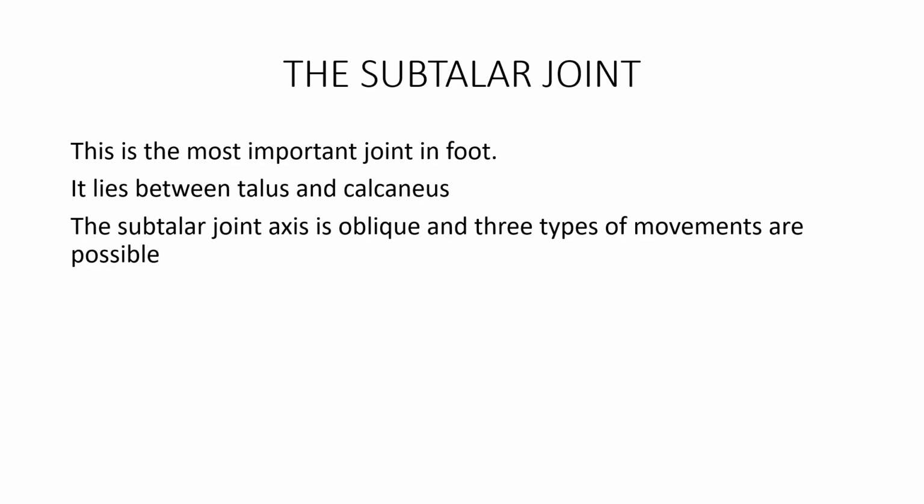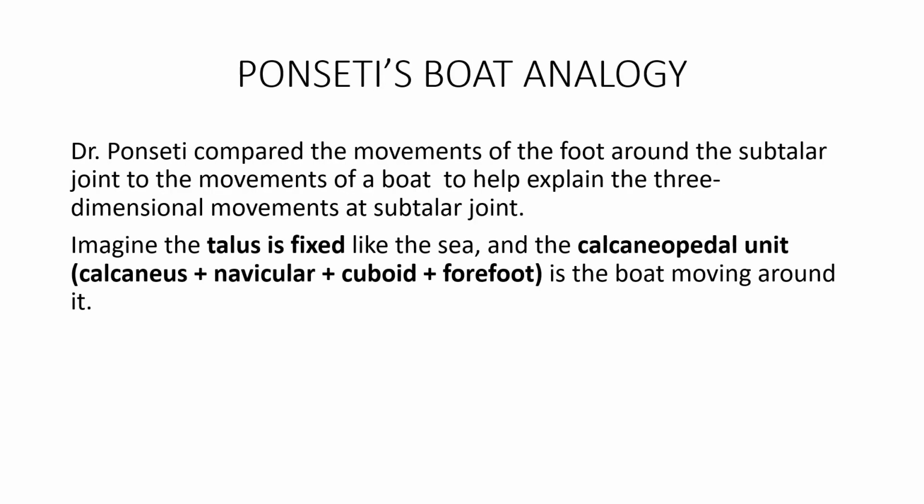The subtalar joint is the most important joint in the foot. It lies between the talus and calcaneus, and according to Dr. Ponseti, the subtalar joint axis is oblique, and due to this oblique axis, there are three types of movements possible at the subtalar joint, not one movement. Dr. Ponseti compared movements of the foot around the subtalar joint to the movement of a boat to help explain the three-dimensional movements at the subtalar joint.